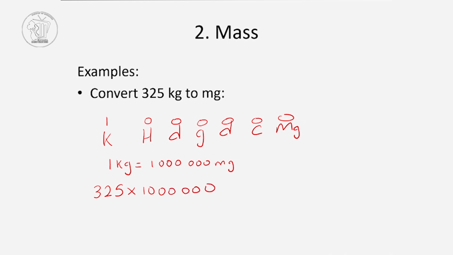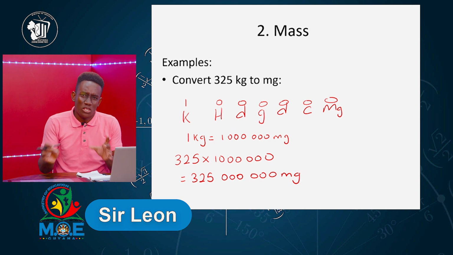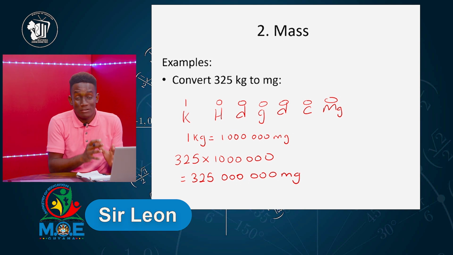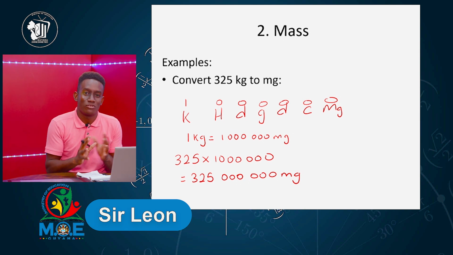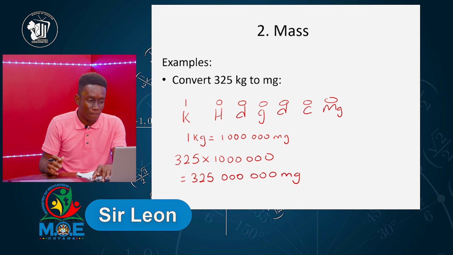And if you know the beauty about mathematics, we just add in the zeros. This will simply give us 325 million. And that is as easy as that. I use that big number to show you that it's very simple to convert between any of the three units that we use for mass. So let's look at another example.